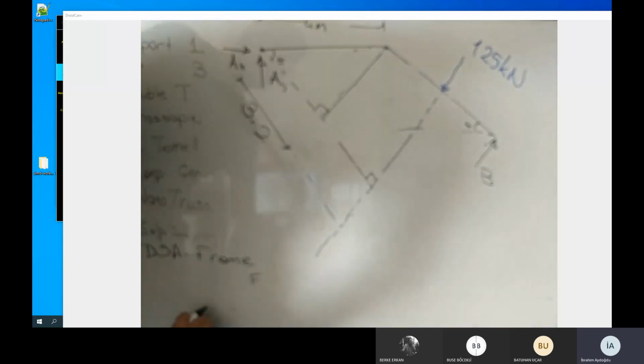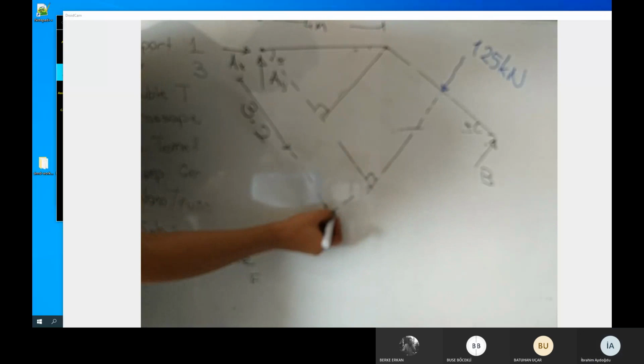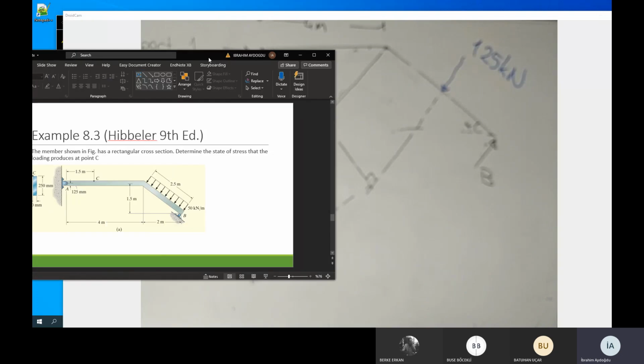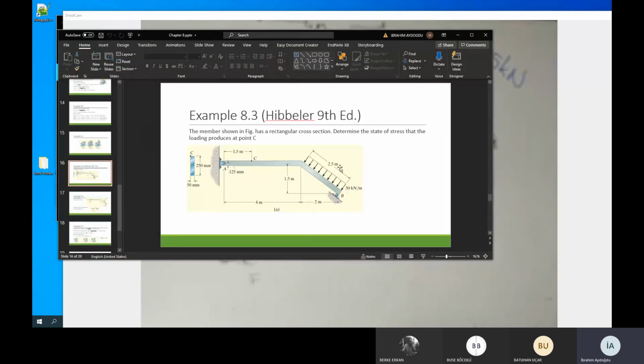So only one length is remaining. Do we know this length? I think we know, because I want to go back to the question so the shape is more clear. The total distance is 2.5 meters. The summation of these forces accumulates in the middle. Therefore, the distance from this point to this point is 1.25.